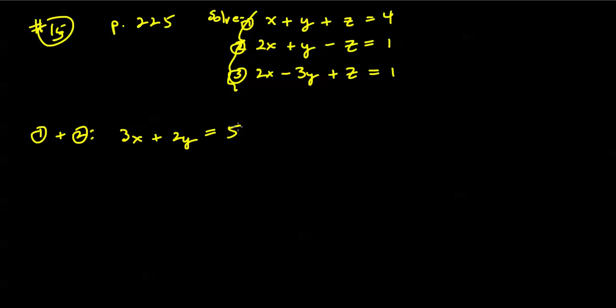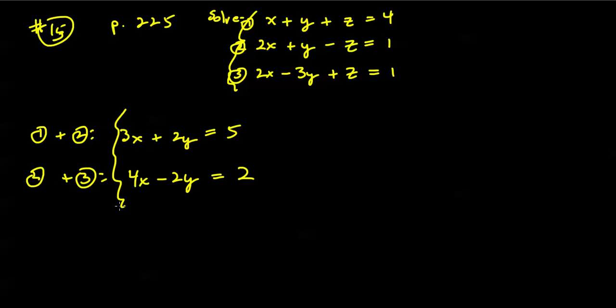Alright, or rather conveniently, I see equation 2 plus equation 3 will also give me a cancellation of the z variable. Adding equation 2 to equation 3, I'll get 4x minus 2y. The z's cancel out, and I get equals 2. So I've used elimination to reduce the system to a 2 by 2, and now I'm going to solve this 2 by 2 as in section 3.2.